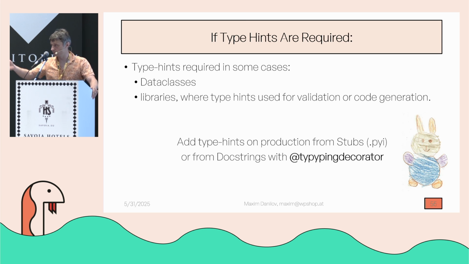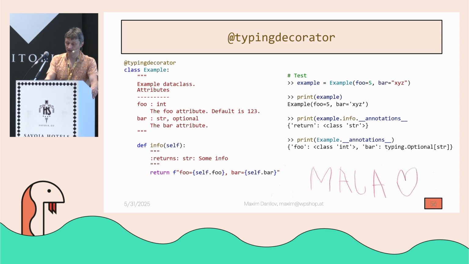But if type hints are required, if in some cases somebody uses libraries which really use type hints for code generation at runtime, I created the typing decorator. It takes the description of types from stub files or from docstrings and adds it on the fly to the class. For example, this is not a data class, and we have one function. We don't have any typing, but we decorate it with the typing decorator. After that, we get the data class, and we have annotations for any function or class. That's all. I don't have type hints, but I have type hints.